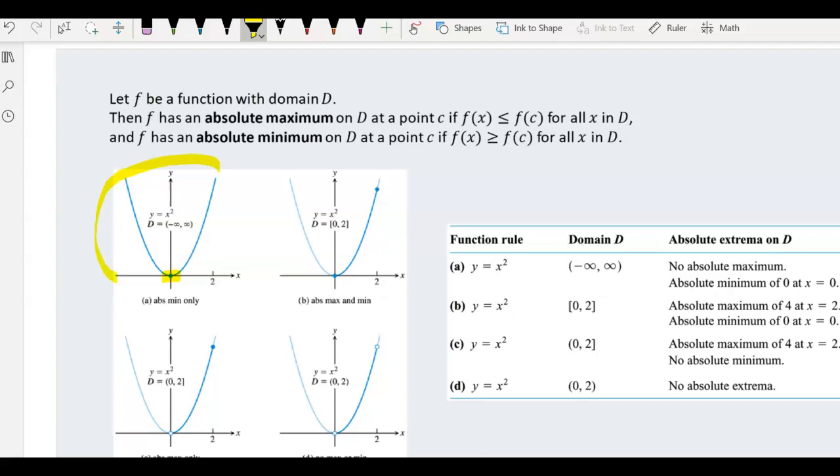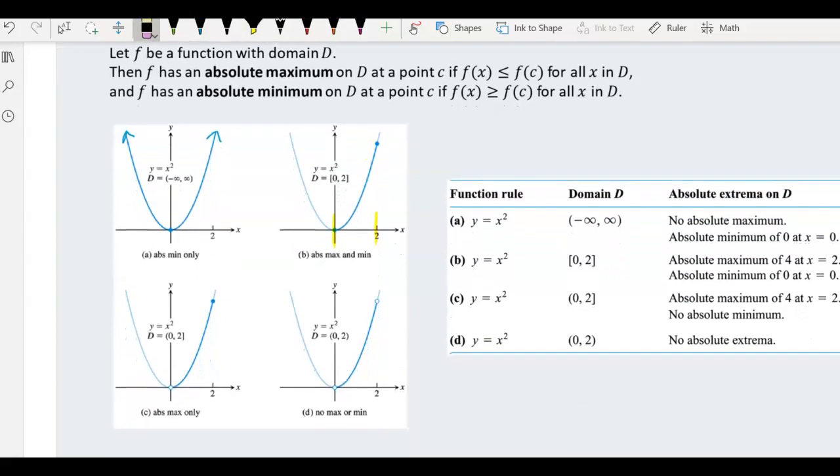In this first picture here, there is no absolute maximum because we know that the function is continuing up to positive infinity in both directions, and so it doesn't have a highest value anywhere. But if we were to restrict the domain, let's say in the second picture, we're going just between x equal to 0 and x equal to 2, well, now we can say that there is a maximum value that occurs at this endpoint when x is equal to 2. The minimum still stays at the vertex there.